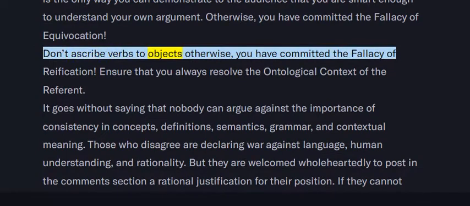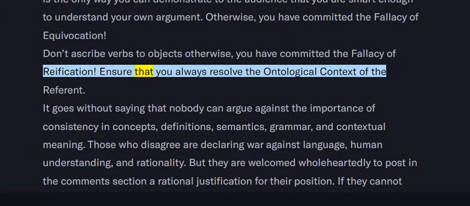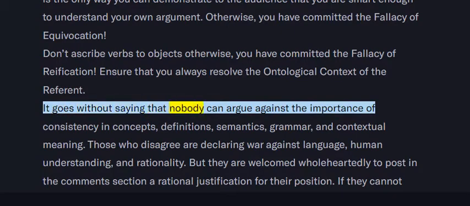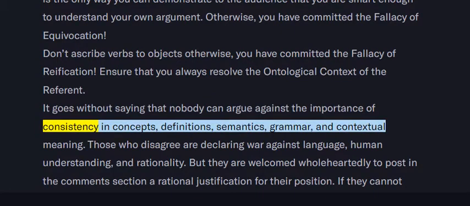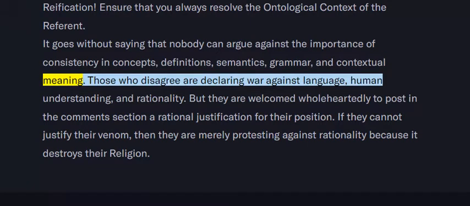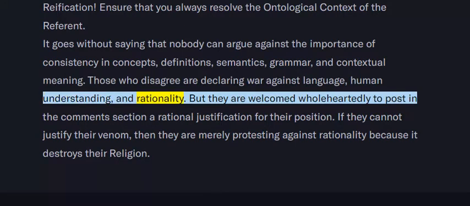Don't ascribe verbs to objects, otherwise, you have committed the fallacy of reification. Ensure that you always resolve the ontological context of the referent. It goes without saying that nobody can argue against the importance of consistency in concepts, definitions, semantics, grammar, and contextual meaning. Those who disagree are declaring war against language, human understanding, and rationality.